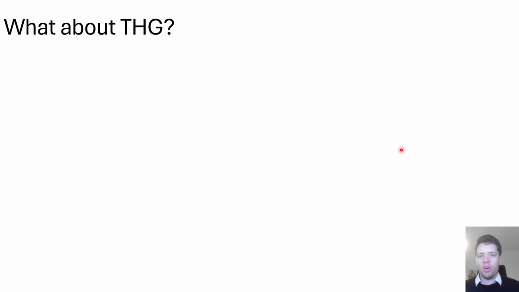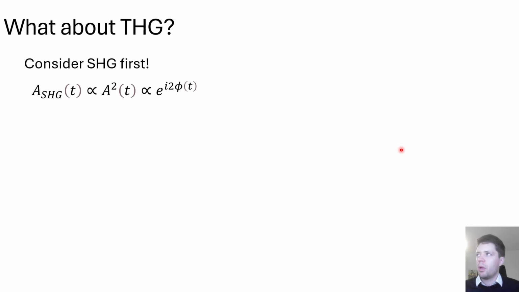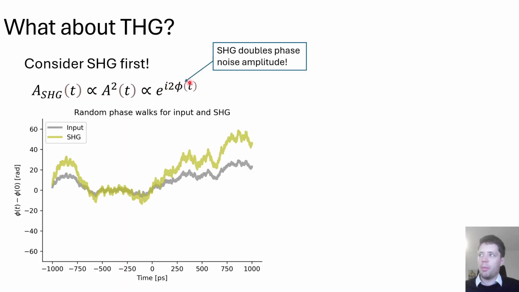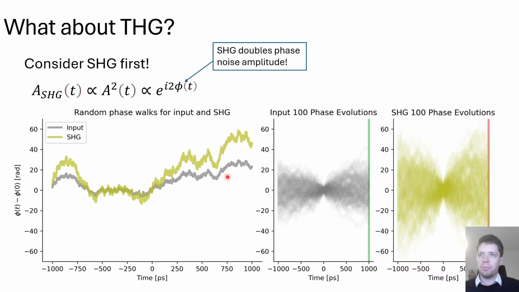But let's return to the original question of third harmonic generation. If we, just for simplicity, consider second harmonic generation first, we know that the second harmonic generation field is proportional to the square of the incident field. And of course, squaring the phase noise will simply cause us to basically double its amplitude, like so. So just to give you an example, it's how it looks for just a single random walk that's been doubled due to second harmonic generation.